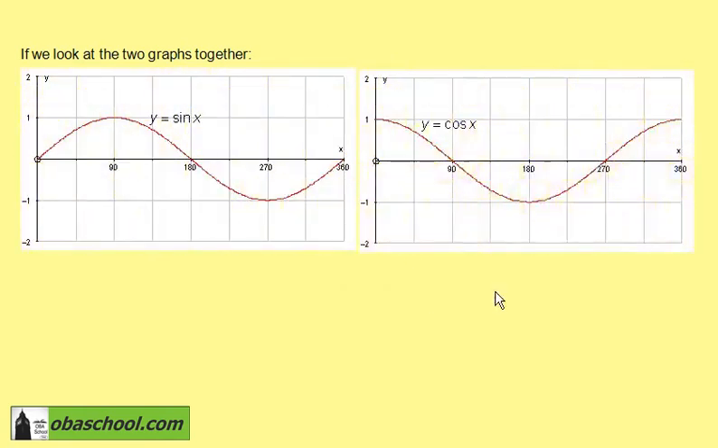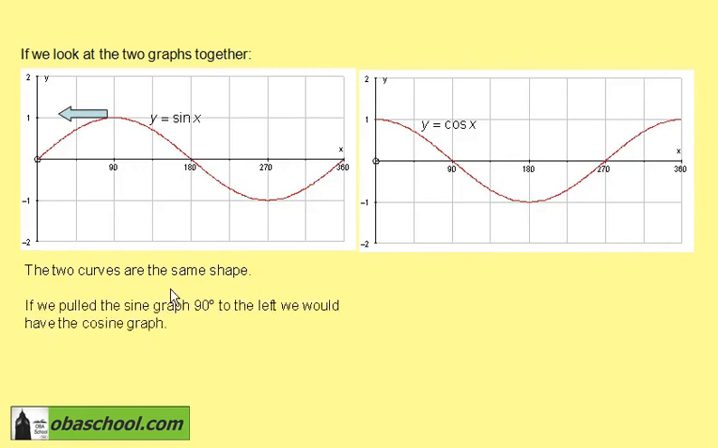If we look at the two graphs together, so here's the sine and here's the cosine, the two curves are the same shape. If we pulled the sine graph 90 degrees to the left, we would have the cosine graph. Therefore, using a transformation, the sine of x plus 90 degrees is equal to cos x.